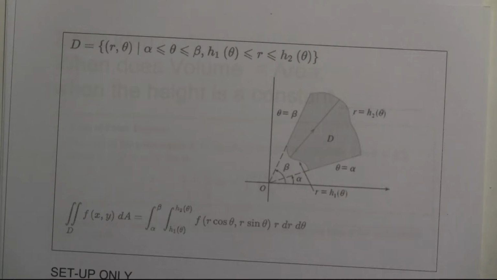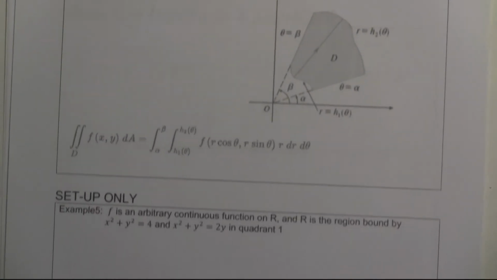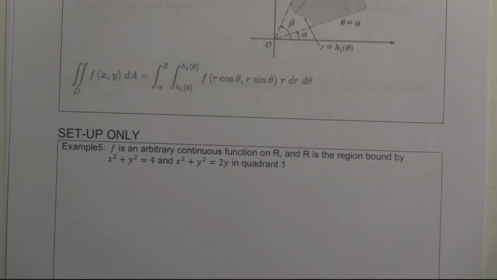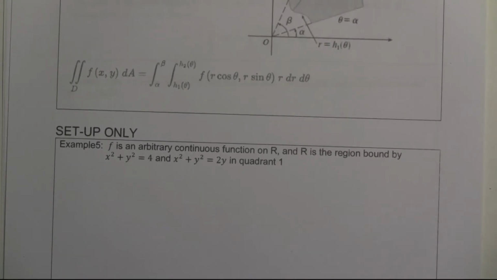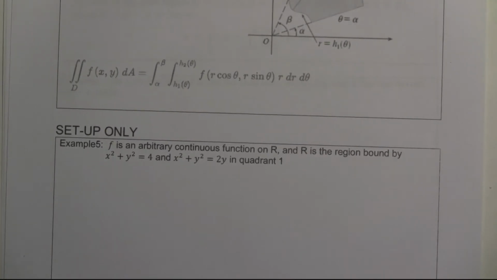And that's what we have. So this one is a setup only, and in fact we can't solve it because they didn't tell us what f was. And so they said f is an arbitrary constant and an arbitrarily continuous function on R. And R is the region bounded by x squared plus y squared equals 4, and also x squared plus y squared equals 2y in quadrant 1. And here I have a typo.